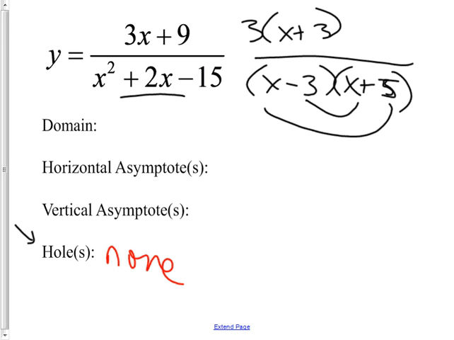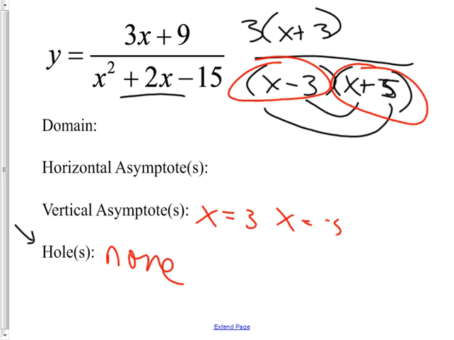Verticals, whatever makes this thing crash. So verticals, you're looking at the denominator. X equals 3, x equals negative 5. Raise your hand if you knew that. Okay, good. Next part, horizontals, is this.